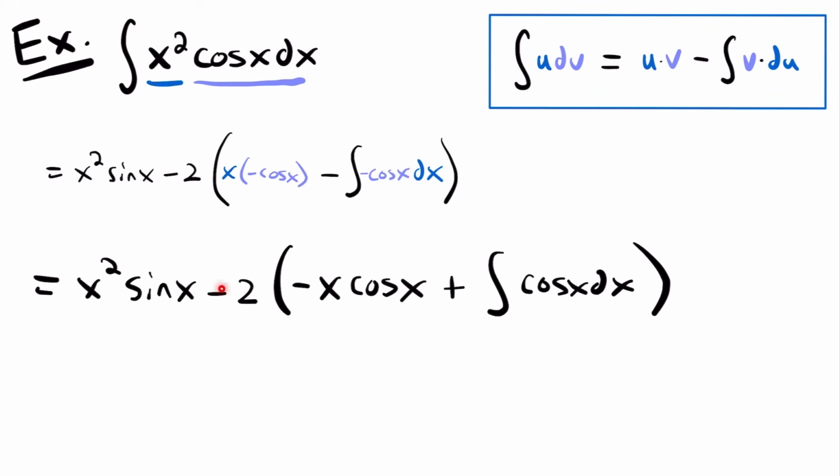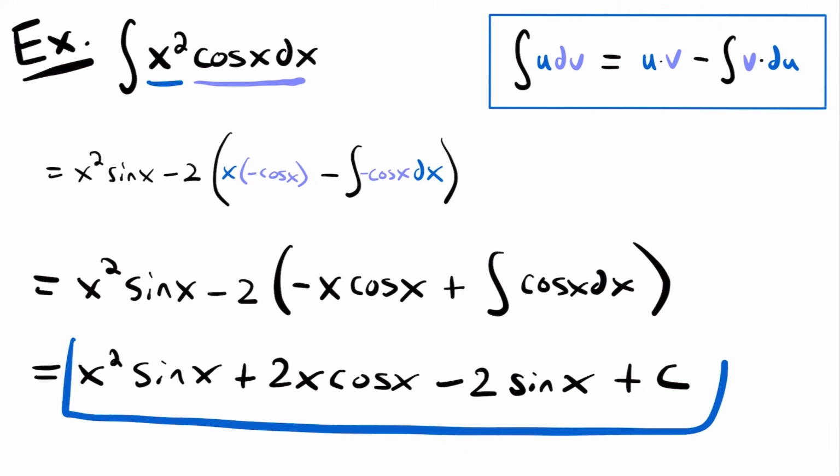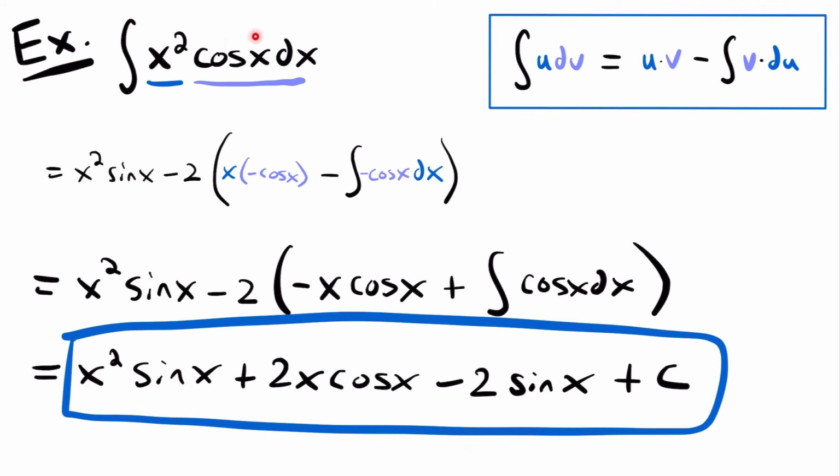And if we distribute negative 2 to each part of this quantity, we'll have that this is equal to x squared times sine x plus 2x times cosine x minus 2 times the integral of cosine x dx. And then we know that the integral of cosine x is just sine x, and so I'll just rewrite that to be sine x, and then we'll add c. And so that is the solution to our integral that we started with.